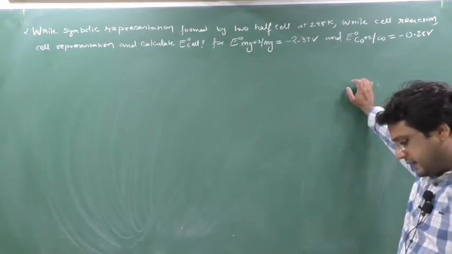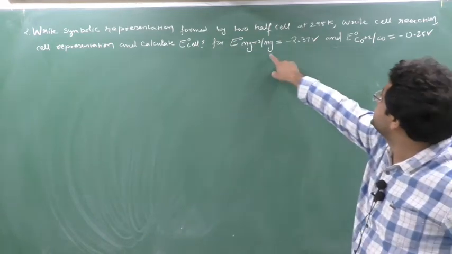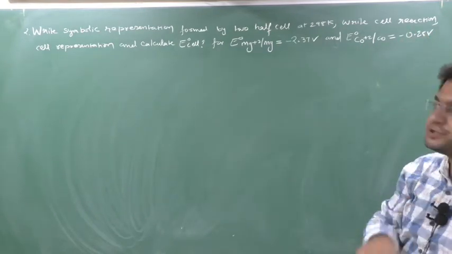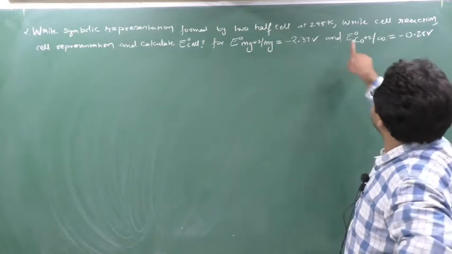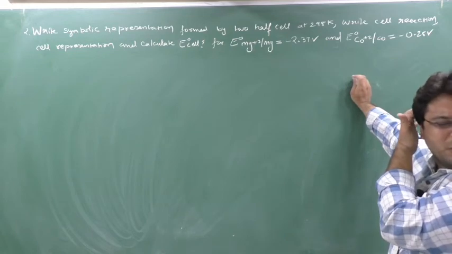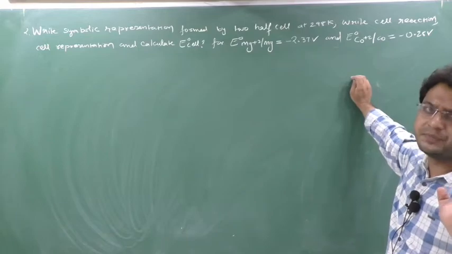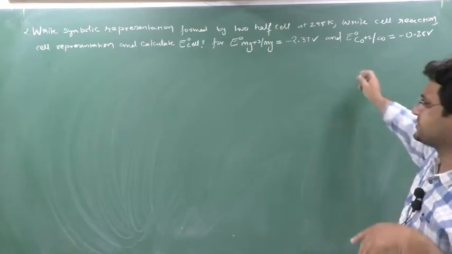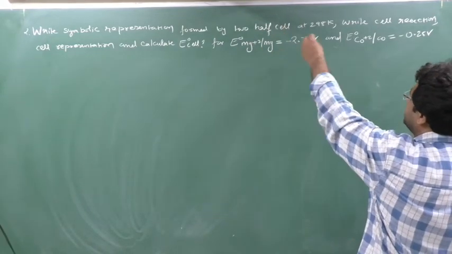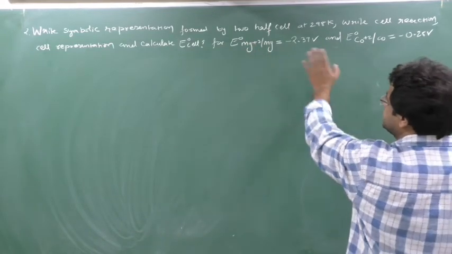Okay, so again we will listen to this question. Write the symbolic representation formed by two half cells. First check whether the half cell value is given for a reduction or oxidation. They have given the reduction potential value, so no issue. Most of the time they will give the reduction potential value only, but sometimes to confuse you, they will give the oxidation potential value. Write the symbolic representation formed by two half cells at 298 Kelvin. Write the cell reaction, cell representation, and calculate the E naught cell.